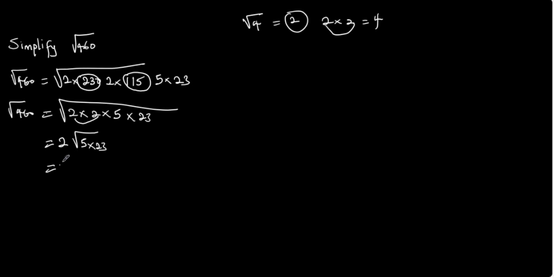So this will equal 2 root, 5 times 23 is 115. So it means that root 460 is equal to 2 root 115.